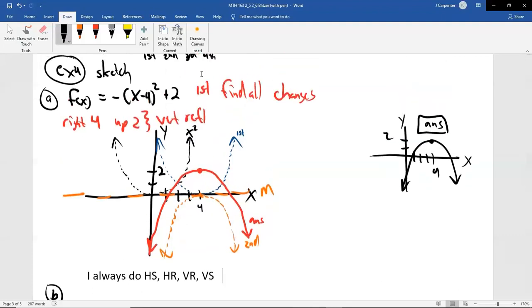Now, I mentioned, how can you check this to see that at least you got this point correct? You plug in the x value, which is 4, and see if you get the y value, which is 2. Again, that point is 4, 2. So if you plug in 4, you should get 2. So if you put a 4 here, 4 minus 4 is 0. 0 squared is 0. Negative 0 is 0. 0 plus 2 is 2. It works.